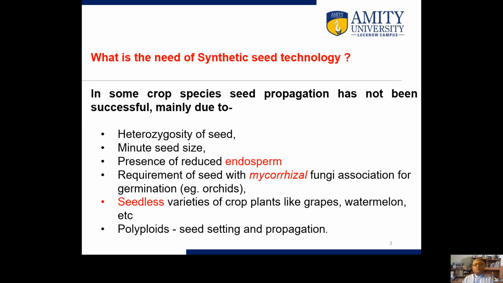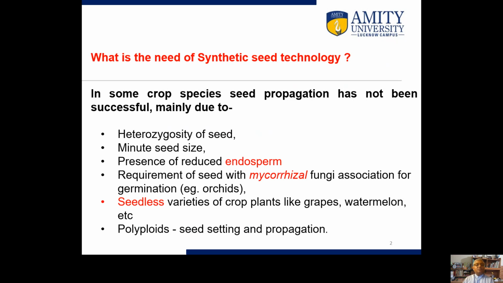In some crop species, seed propagation has not been successful, mainly due to heterozygosity of the seed. The seeds are very minute, with reduced endosperm, and orchids require seed with mycorrhizal fungal association for germination. There are also seedless varieties of crops like grapes, watermelon, and some other crops which produce seedless fruits, and the polyploidy level also affects the seed setting and propagation.